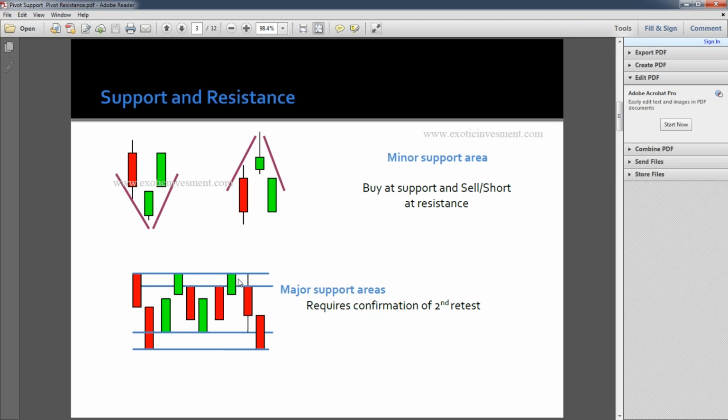Okay, so these are the major support areas. These are the places where you require confirmation and a secondary test. So it may come down, or sometimes if it hits any support or hits any resistance, it is as strong as the demand or supply available at that point of time.